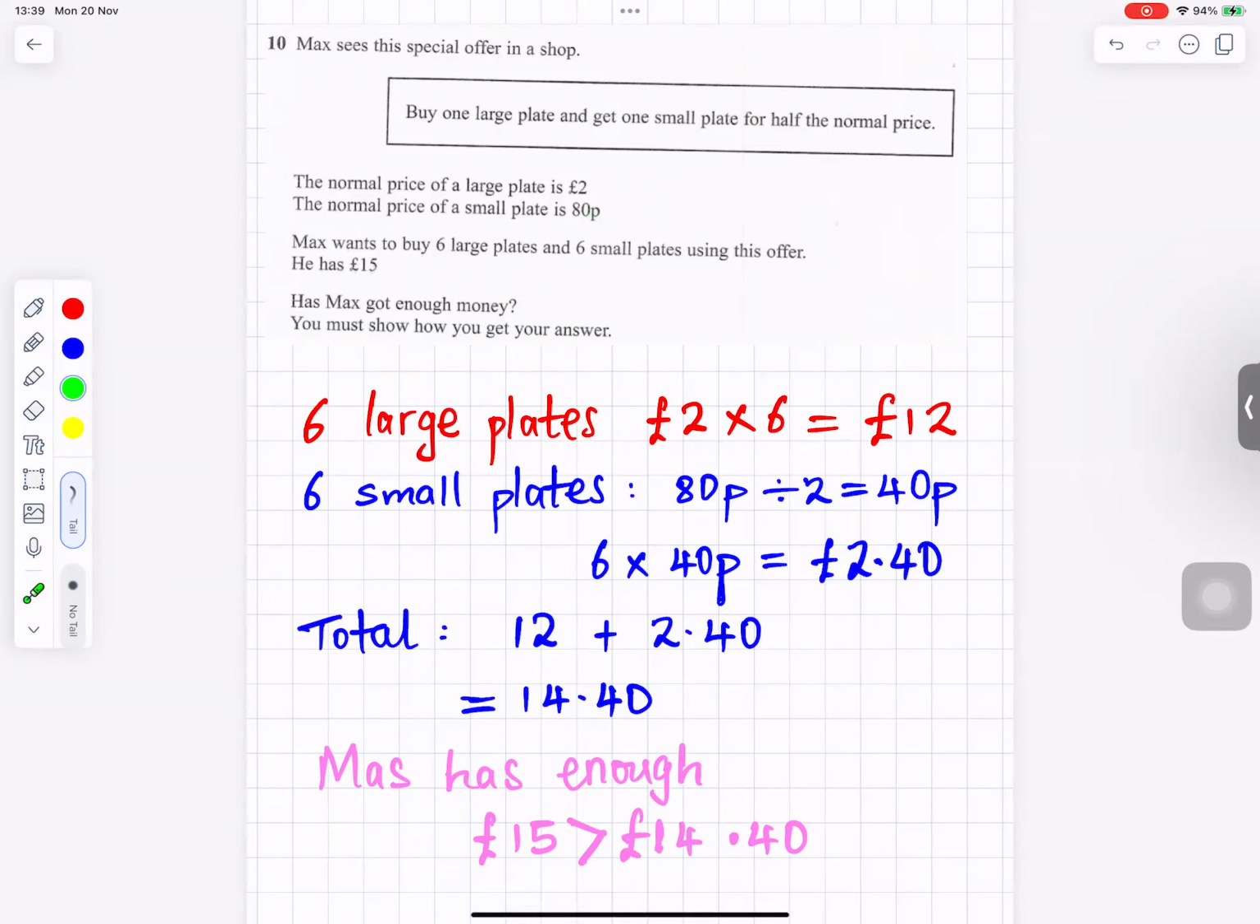So 6 times 40 is 2 pounds 40. So the total will be 12 pounds plus 2 pounds 40, 14 pounds 40. So Max has enough because the 15 pounds that Max has is bigger than 14 pounds 40.